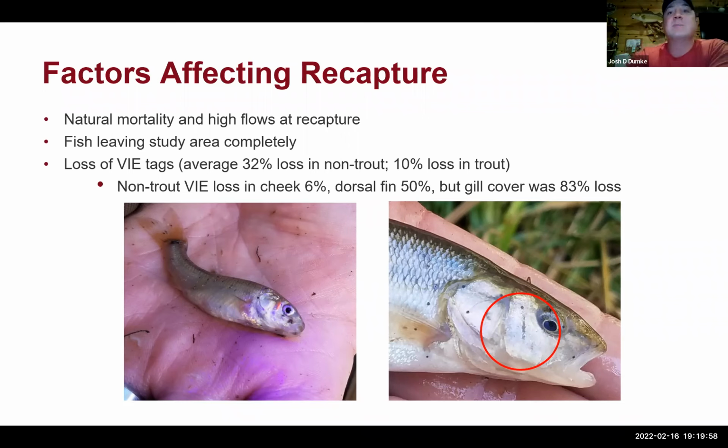What I'm showing in this image with a circle, that's not the gill cover. That's actually a creek chub that lost the tag. It was one of the 6% that lost the tag in the cheek. But if you move back on the fish's head, the gill cover is the big bony flat piece. And it was a nice spot to put a tag because you slid the needle between the skin and the bone. But apparently their bodies find it really easy to push the tag out if it's a tag in that location.